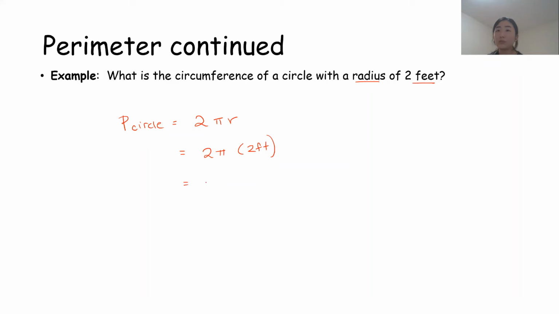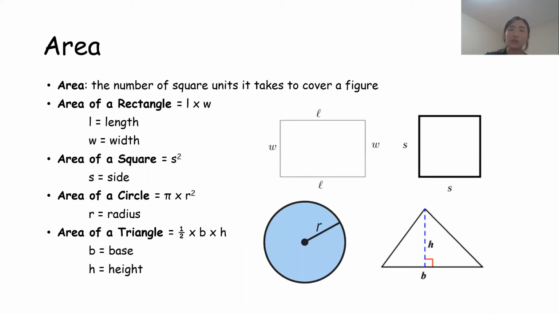Now we can just do a little math to make that cleaner. 2 times 2 is 4 times pi, and the unit should be just in feet. And so this should be the perimeter or circumference of a circle. So moving on to area.